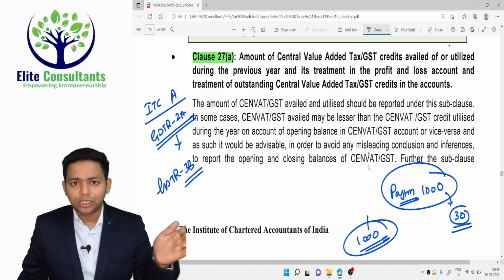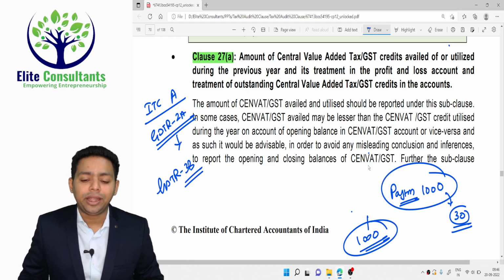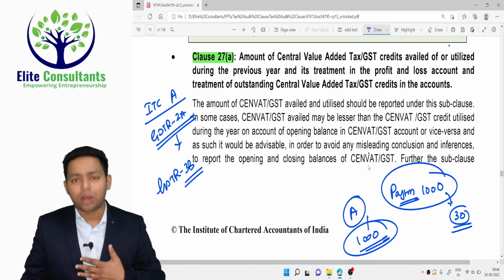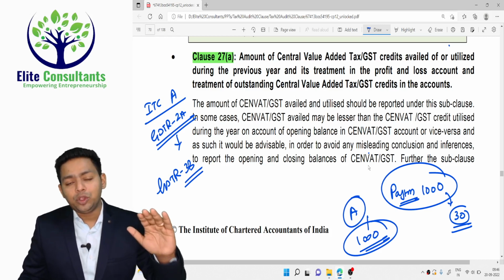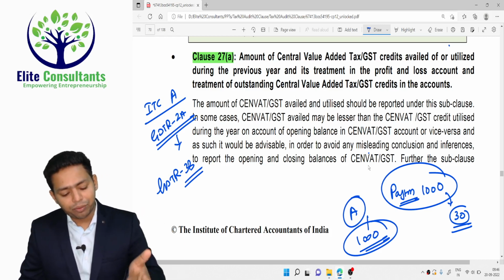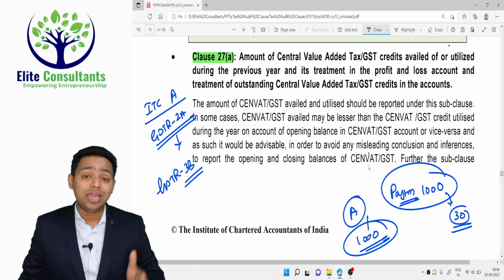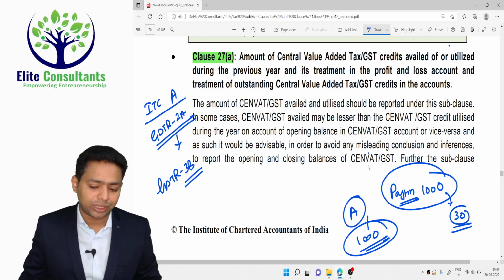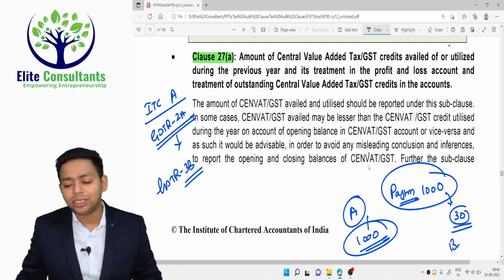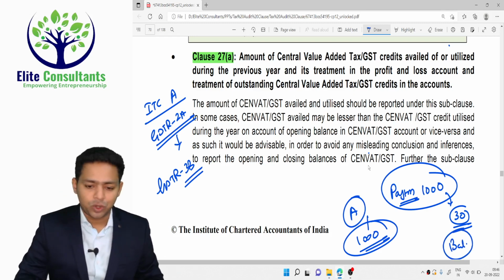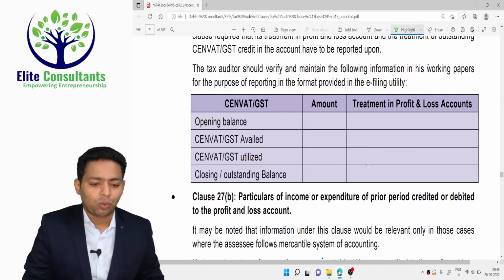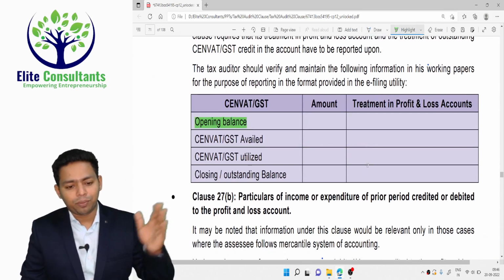So this reporting is happening here. How much ITC is availed by you? Availing ITC means taking ITC in your account, and utilizing ITC means whatever balance of ITC was there in your e-credit ledger, out of that how much was utilized during the previous year. Obviously, if some balance is left over, then that balance also you have to disclose. So what is the format here? You have to write down what was the opening balance from the last year.